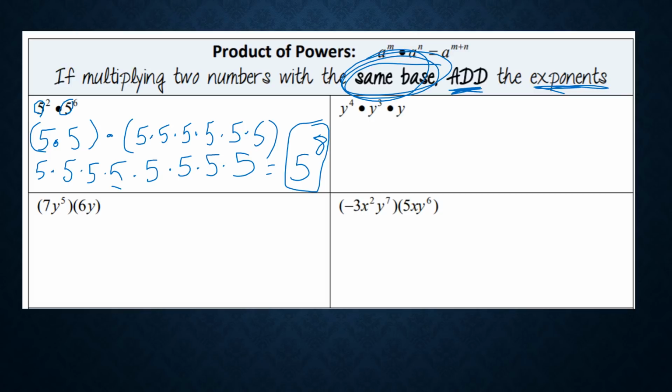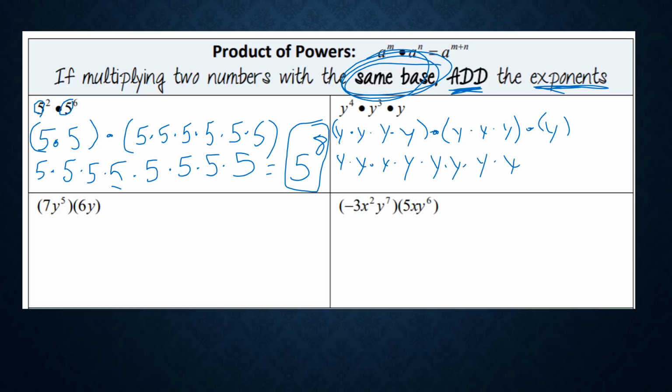So we've got y to the 4th times y to the 3rd times y. So I'm going to write out y to the 4th, so that's y times y times y times y. And then we've got times y to the 3rd. Make sure that's a times. So y times y times y. And then times y. Don't forget about that y on the end. So I'm just going to rewrite that without the parentheses. So now I have y times y times y times y times y times y times y times y.